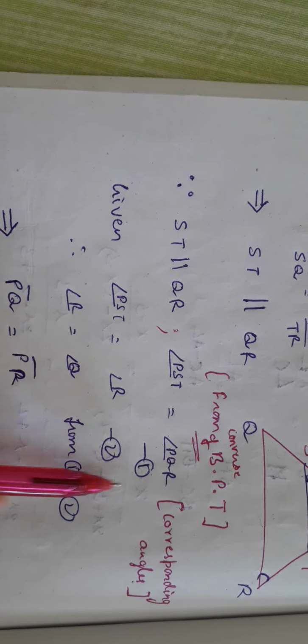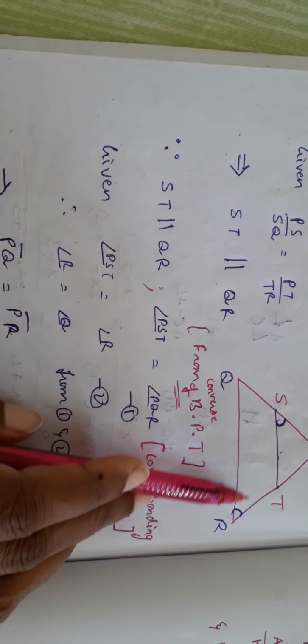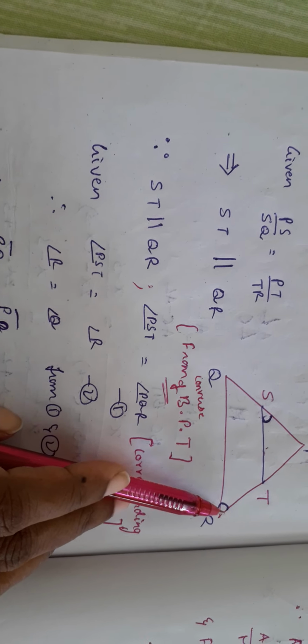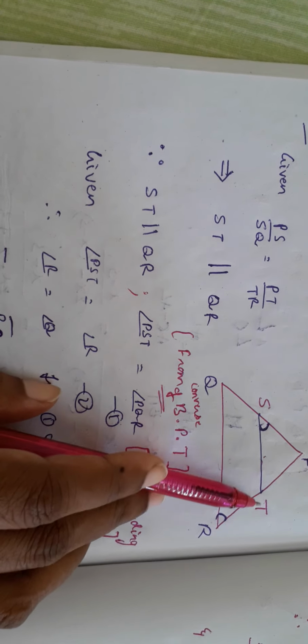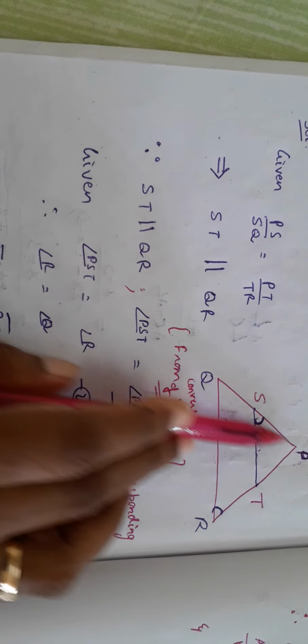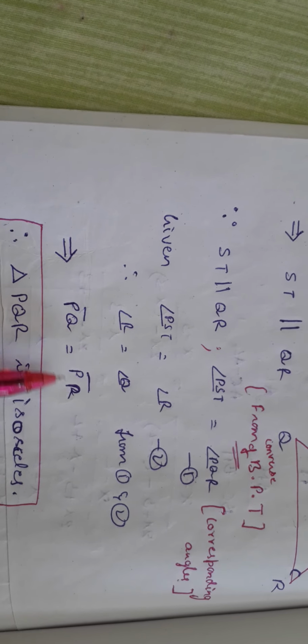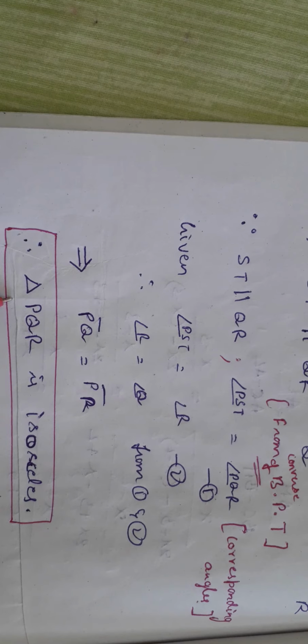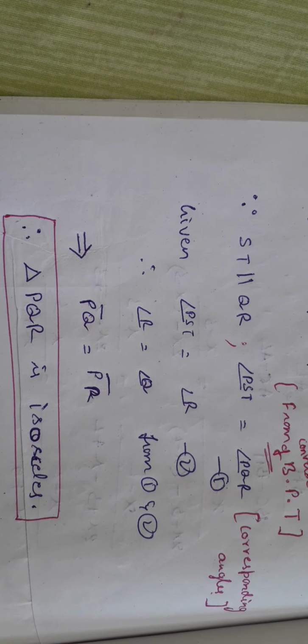So from 1 and 2 we can conclude that these two angles are equal, which means the sides making those angles with the base are equal. So line segment PQ is equal to line segment PR. That implies PQ is equal to PR. Therefore, triangle PQR is an isosceles triangle.